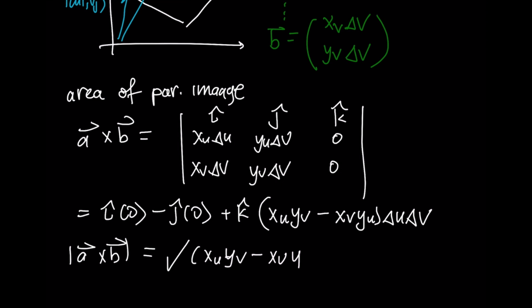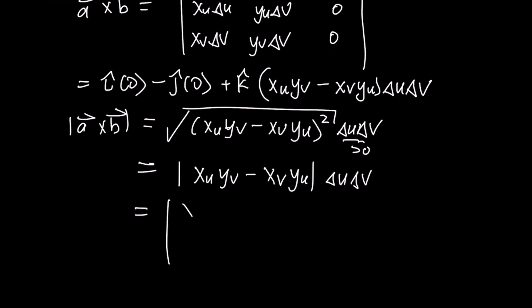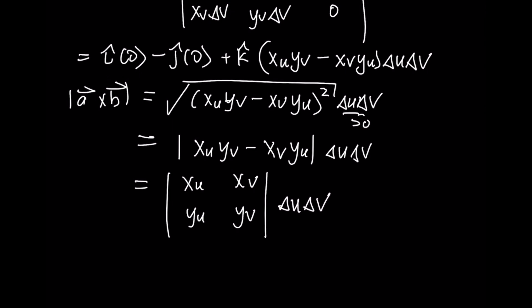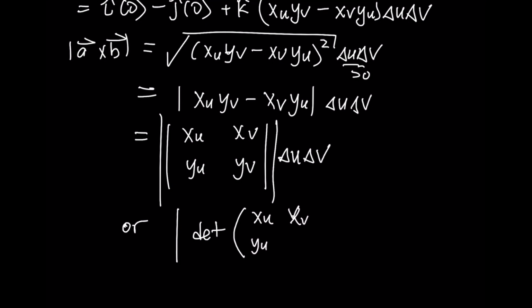And because delta u and delta v are always positive, they can get removed. This is an absolute value of this product of partial derivatives with this delta u, delta v. Another way to write this is in matrix form, xu, xv, yu, yv, and you can see that it's a determinant of this matrix. But because we have an absolute value, we have to put this double bar. So another way to think of it would be the absolute value of the determinant of this matrix like so, times a delta u and a delta v.